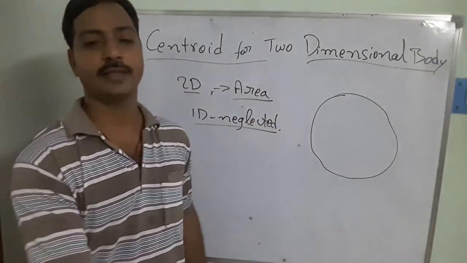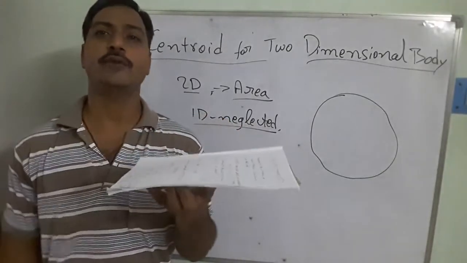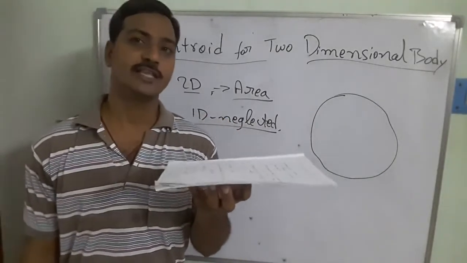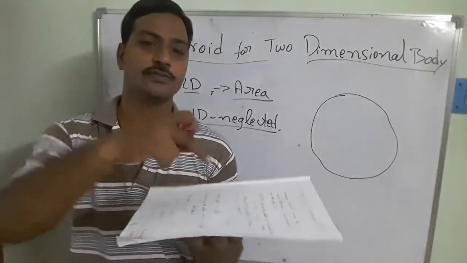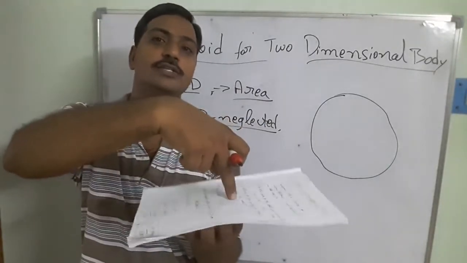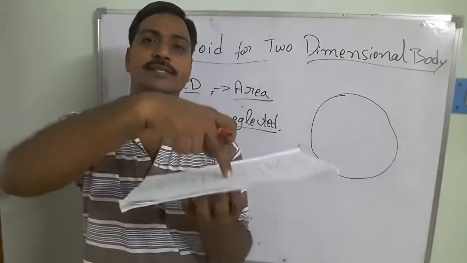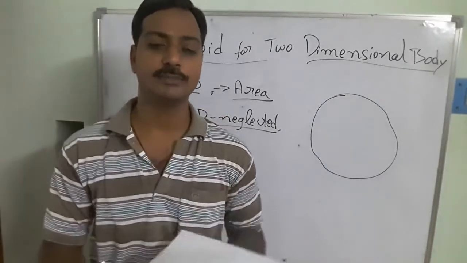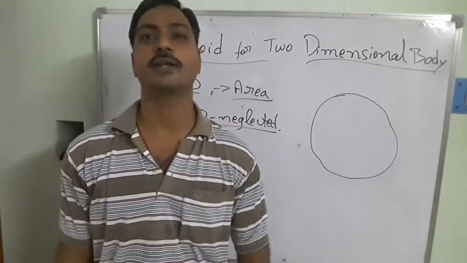Suppose we take this book, which has some area. We need to find out the centroid. The centroid of an area means the total area is concentrated at only one point. Then we can say that is the centroid for the area. Similarly, you can take any kind of two-dimensional object. We need to find the center for that area.